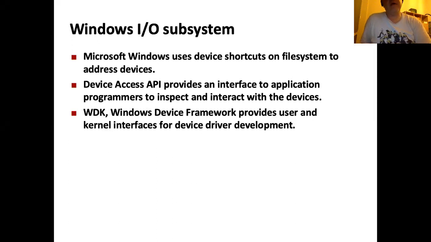What about Windows? Windows has a special API called WDK, the Windows Driver Framework. It provides interfaces for both user and kernel developers or vendors for device driver development. They have this device access API providing application-level access to devices. In Windows, we have device shortcuts on the file system again, but they are not like regular files, just shortcuts. If you follow those shortcuts, you hit the device.